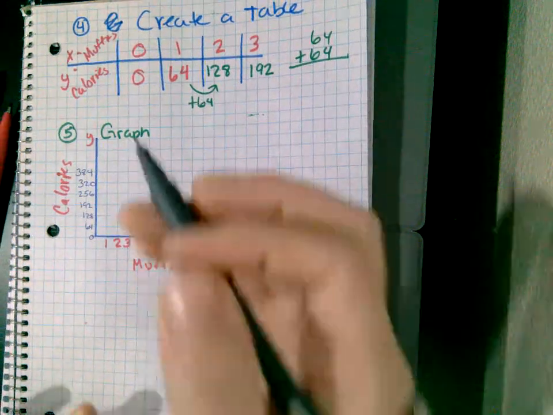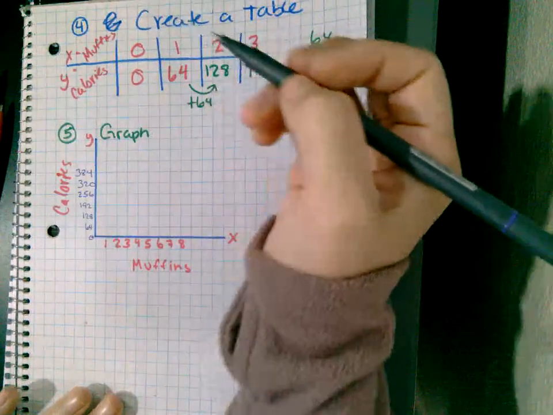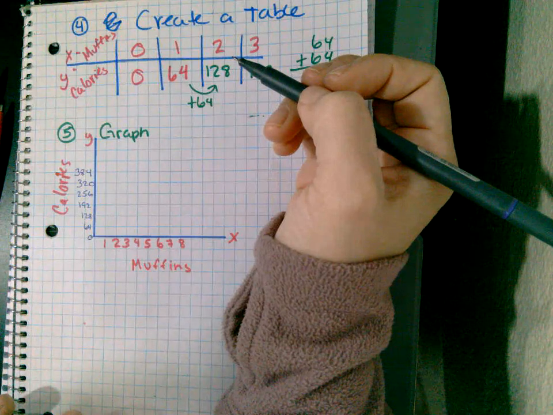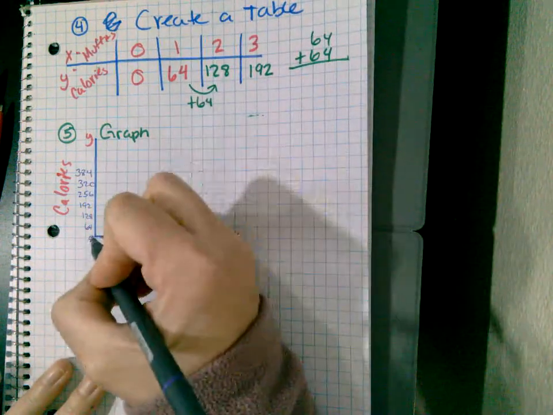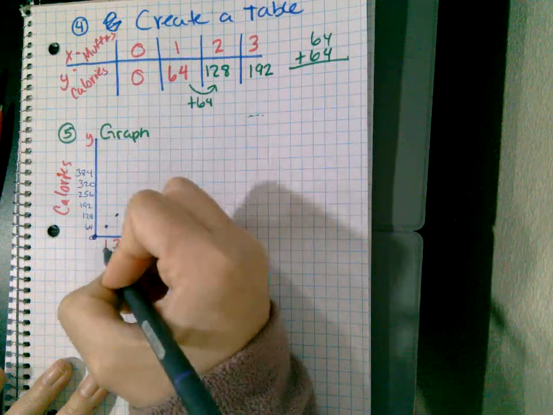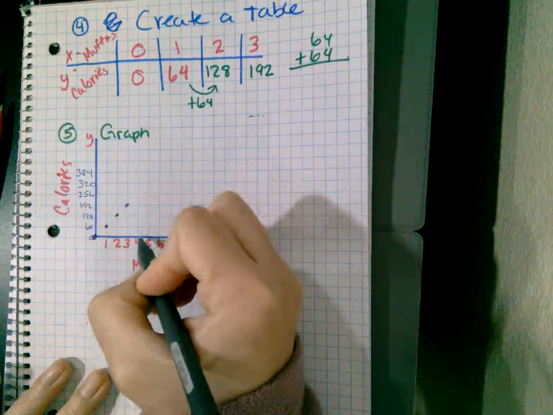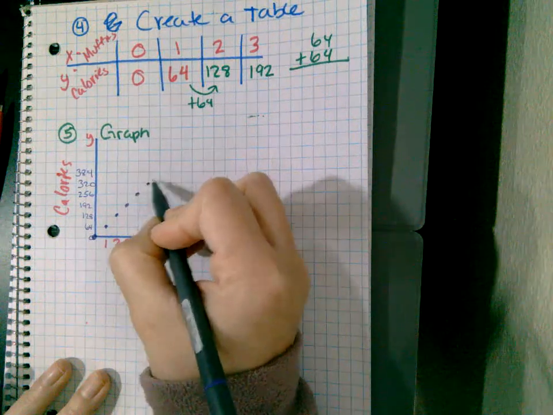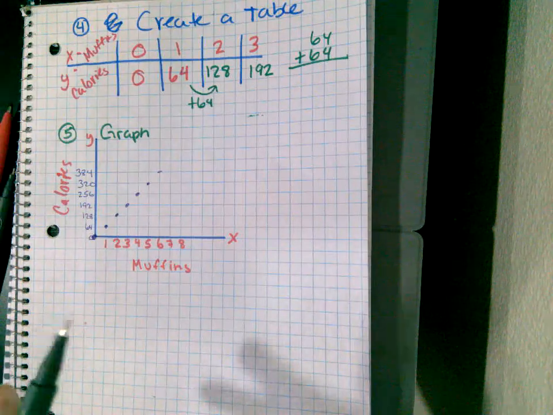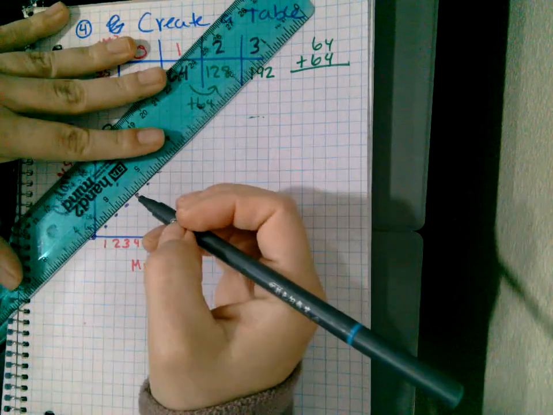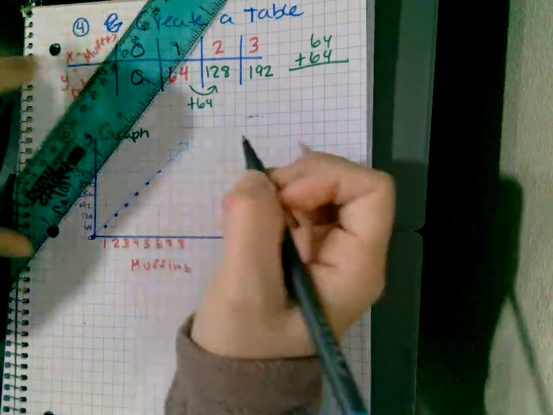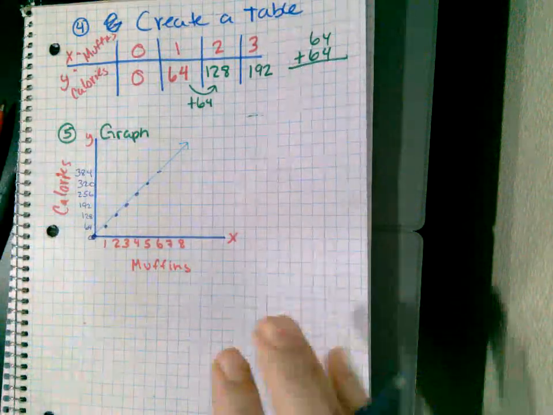All right, so the first point is this one. Okay, Armando. So 0, 0, 1, 64, 2, 128, 3, 192, 4, so on and so forth, right? And when we connect them, I want to make sure we're going to connect it to 0, 0. Just like that. Okay.